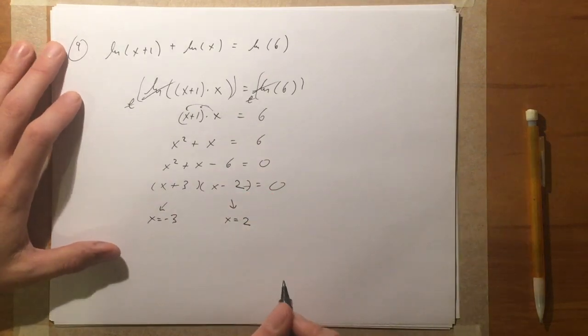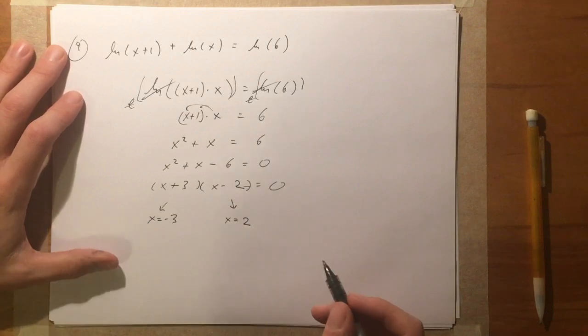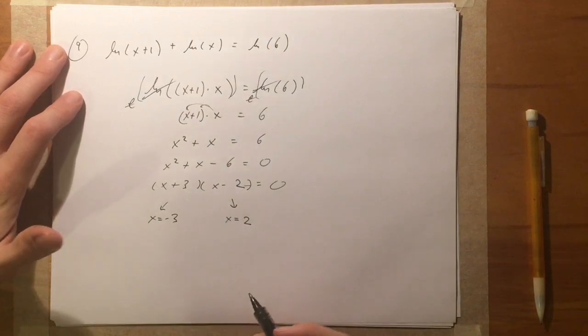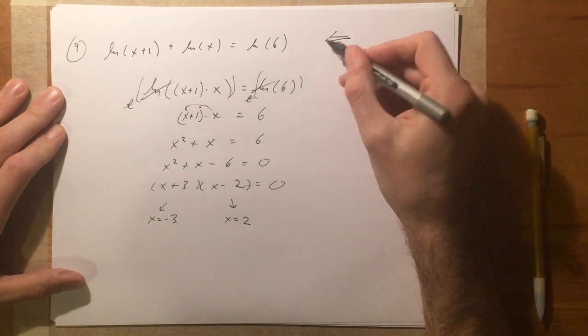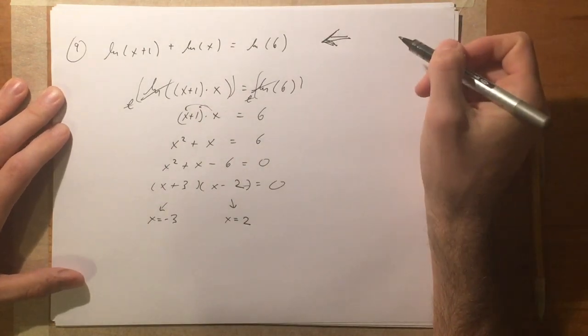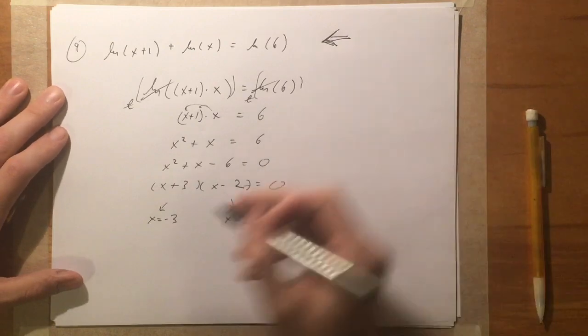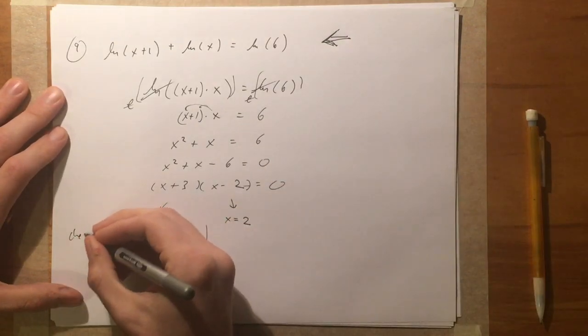But hang on a second, folks. We're not just done. We have two x values, but are these valid x values? Are these valid inputs to the original equation? You have to go back all the way to the original and ask yourself, is it okay to put these numbers in? Let's check these.